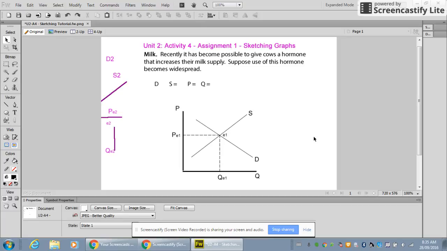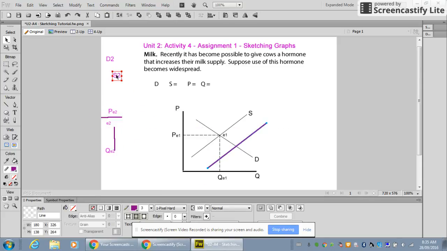You want to make sure that before you even show this increase, you start with an equilibrium condition. There's my original supply curve. There's my original demand curve. There's my original equilibrium condition, my original price, my original quantity. So now we're going to draw a new supply curve, a shift to the right.